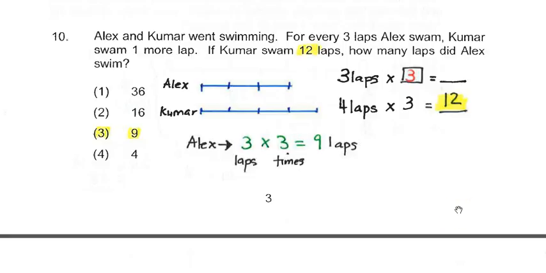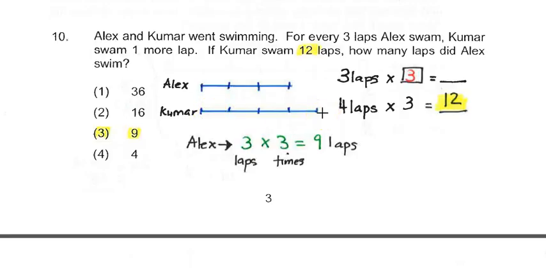Alex and Kumar went swimming. For every 3 laps Alex swam, Kumar swam 1 more lap. Now you need to visualize. Very simple. 3 laps means this one: 1, 2, 3. This is Alex. But Kumar will always swim 1 more lap compared to Alex. So each time Alex swims 3 laps, Kumar will swim 4 laps at the same time.